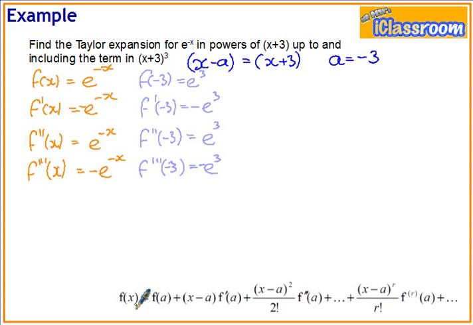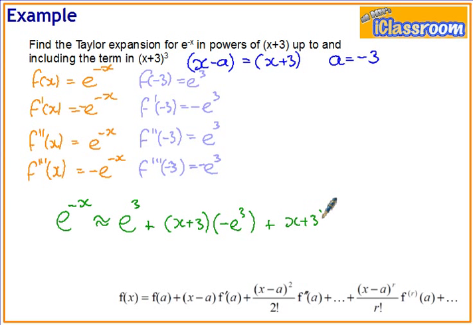So I know that my f of x function, which is e to the minus x, can be approximated by f of a, which I've now got down as e to the power of 3, plus x minus a, well my x minus a was x plus 3, lots of f prime of a, which is minus e to the 3, plus x plus 3, sorry, all squared over 2 factorial, f double prime, which was e to the power of 3, and my final term.